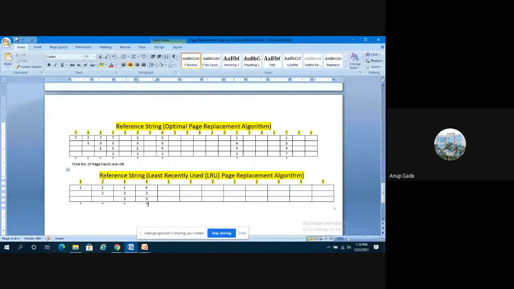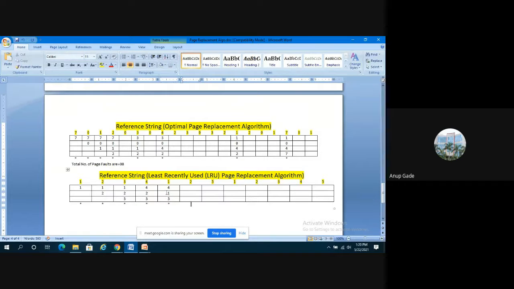Okay, this is the string we are talking about, the original string, 3 number of frames, and the algorithm is least recently used, that is LRU page replacement algorithm. For the first 3, page fault will definitely occur. Now here 1 was there, but we have replaced 1 with 4. The reason is 1 was the least recently used, it was used long back. That's why we replaced 1 with 4. Now here 3 and 4 are recently used. 2 was used long back, so we'll replace 2 with 1.